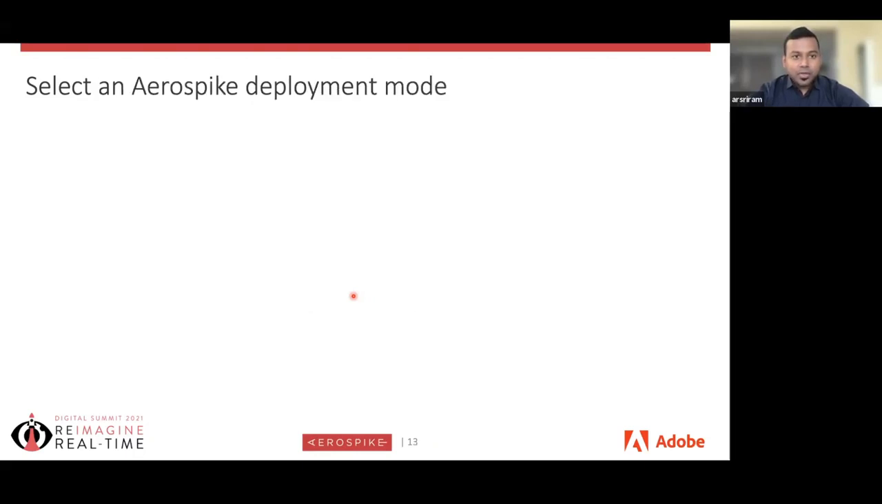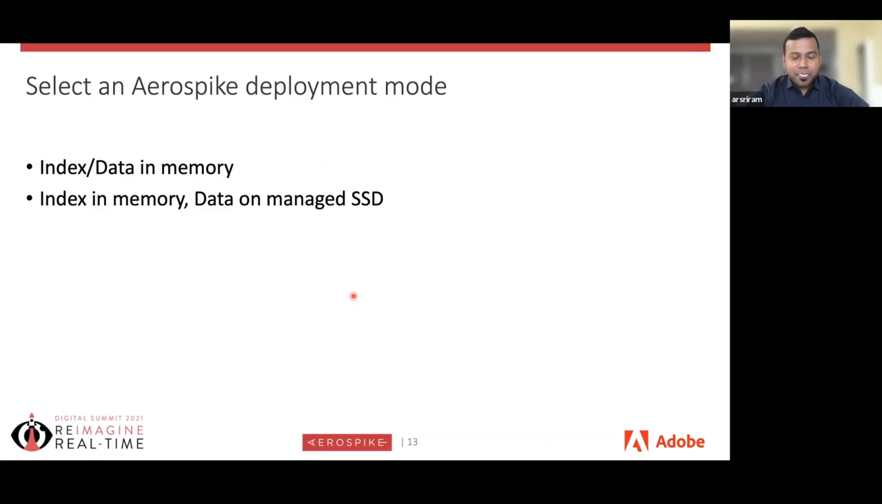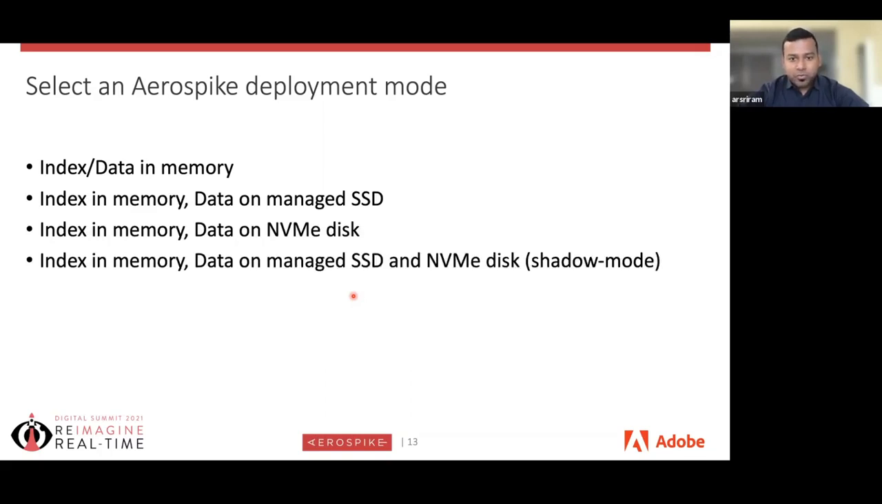And then you have to select an Aerospike deployment mode, and there are a couple of these flavors. You can do index and data in memory. You can do the index in memory and have the data stored on managed SSDs, or the data being stored on NVMe disk, or a combination of both the managed and NVMe disk in what is referred to as the shadow mode. It's also possible to store the index in NVMe or PMEM and the data on disk. So you would have to make a choice on which is the most appropriate for your application to benchmark.